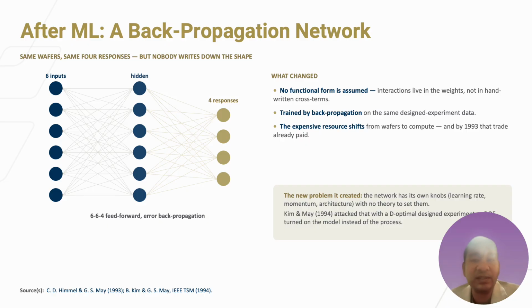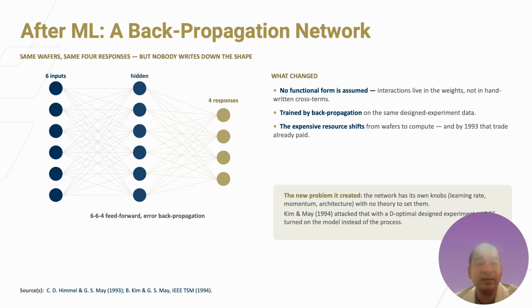Now here is the machine learning version. A small neural network, 6 inputs feeding into a hidden layer, which feeds 4 outputs, and it learns by a method called backpropagation on the same experimental data. The important shift is that you do not decide the model's shape in advance. The network discovers the relations and stores them in the internal weights, including the interaction between the knobs. The cost moves from the wafer to the computer time, and even back in 1993, that trade already paid off.